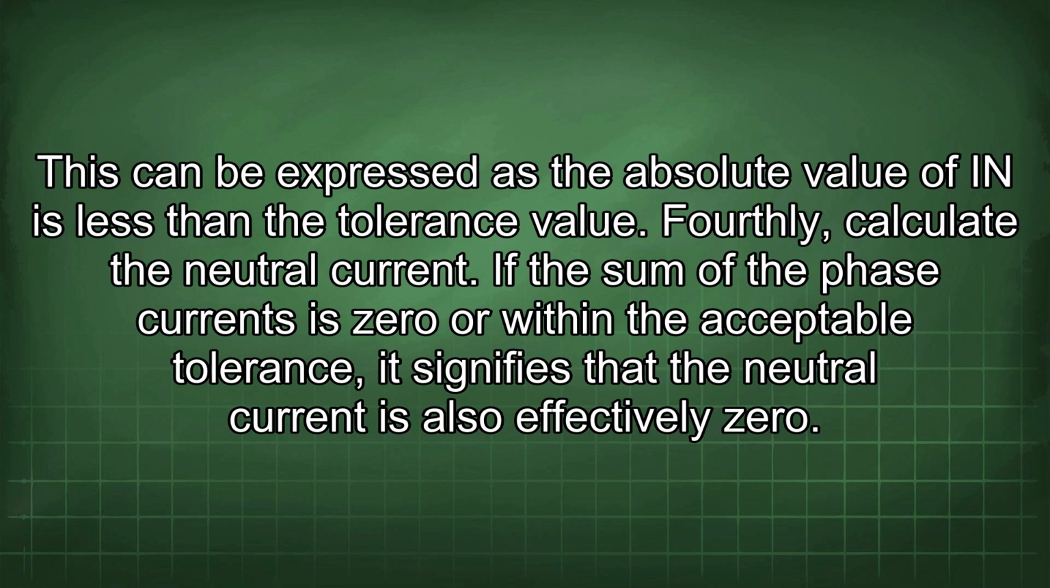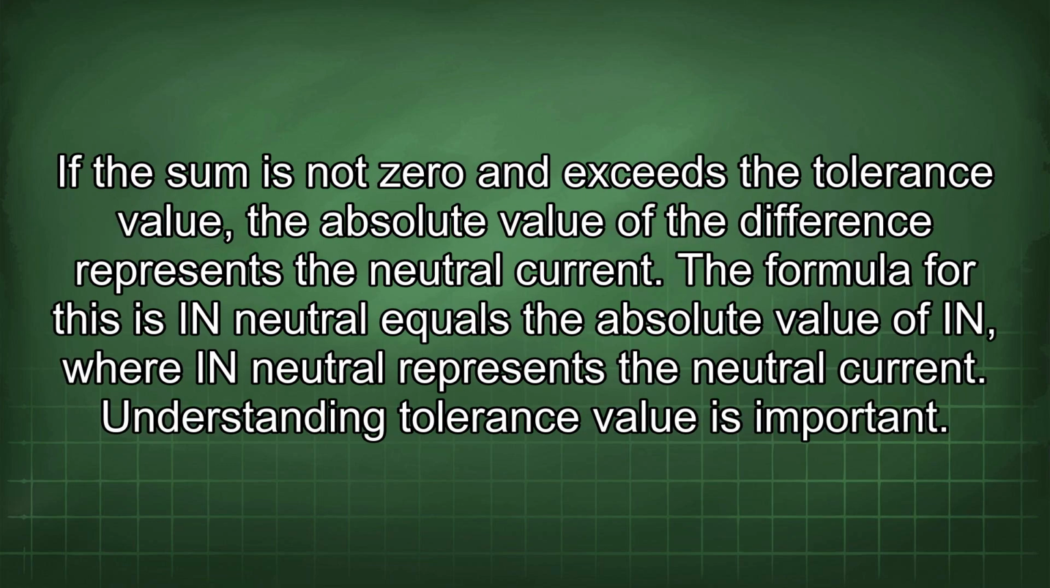Fourthly, calculate the neutral current. If the sum of the phase currents is zero or within the acceptable tolerance, it signifies that the neutral current is also effectively zero. If the sum is not zero and exceeds the tolerance value, the absolute value of the difference represents the neutral current. The formula for this is N neutral equals the absolute value of N, where N neutral represents the neutral current.